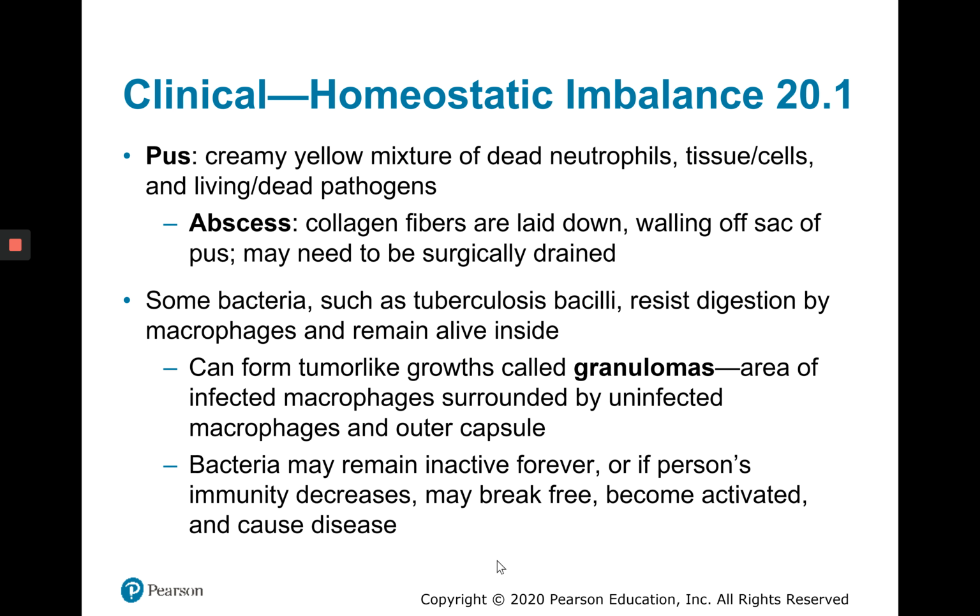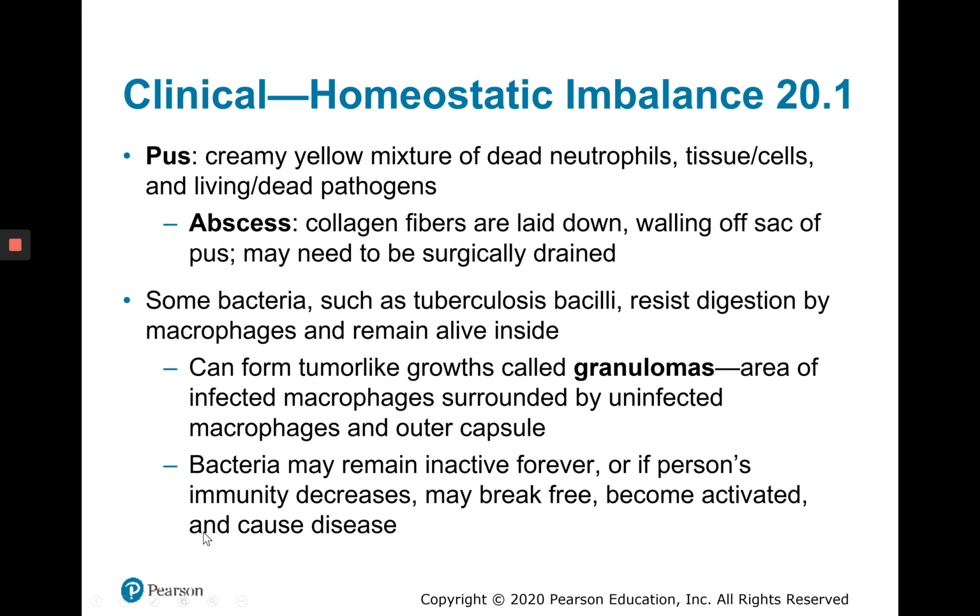We also just want to acknowledge some homeostatic imbalances. We mentioned pus. It's a creamy yellow mixture of dead neutrophils, but also tissue cells and living or dead pathogens. An abscess is a complication that is associated with healing, and it's when collagen fibers are being laid down, but they're not able to push this pus to the surface. They actually wall off a sac of pus of either living or dead pathogens as well, and it might need to be surgically drained because it's very dangerous to open an abscess, especially if it's still in deeper tissues, because we may see the bacteria get into the blood, and that may cause septicemia.